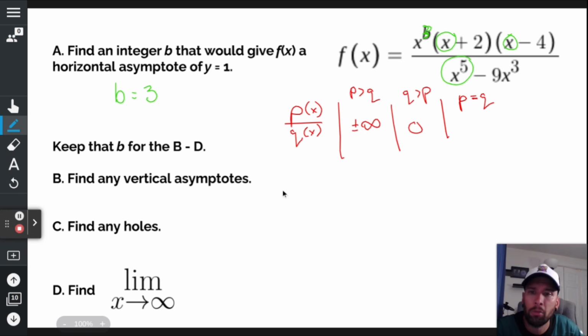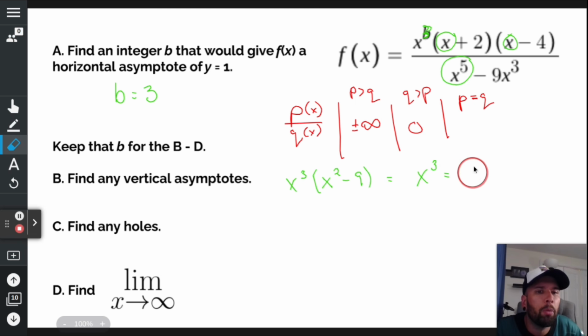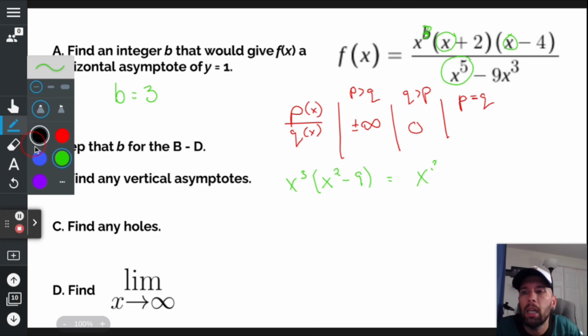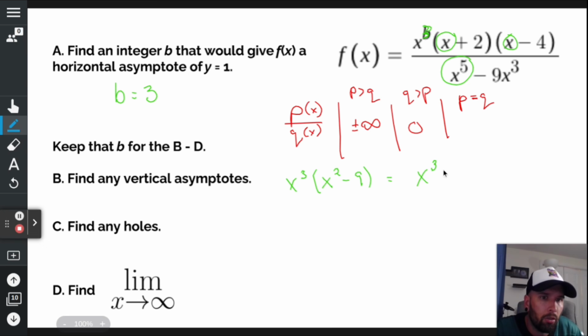Find any vertical asymptotes. Well, let's bring out x cubed. That leaves me with x squared minus 9. By the way, I'm factoring out the bottom, the denominator. Okay, I can factor that further. X to the 3rd is going to be multiplied by x plus 3, x minus 3. So times x plus 3, x minus 3, and that gives me 3 vertical asymptotes. Triple multiplicity at 0. The opposite of 3 is negative 3.